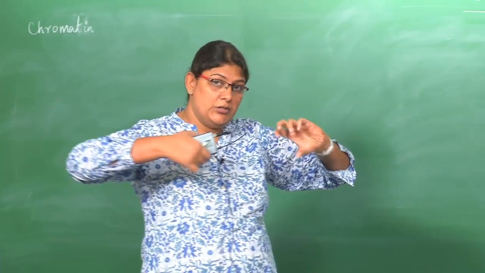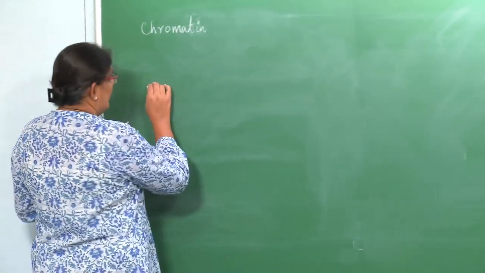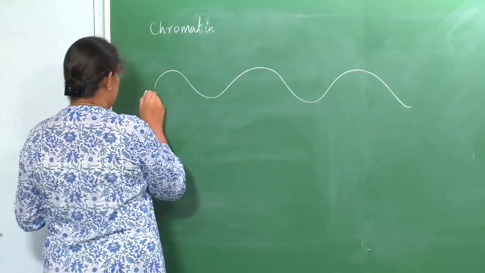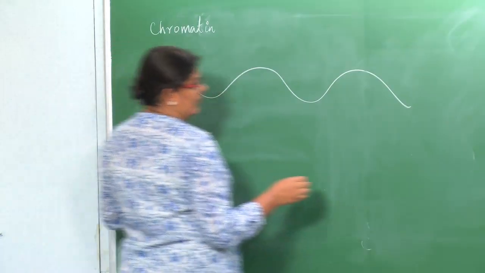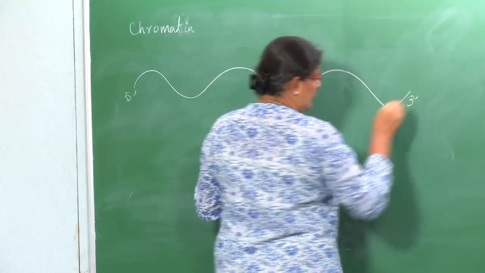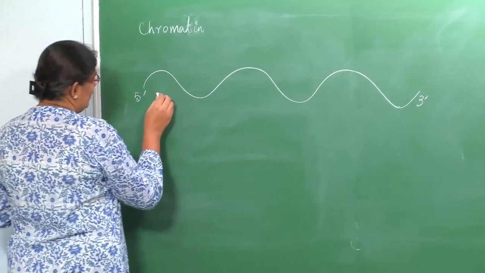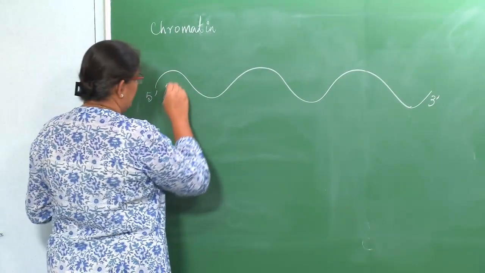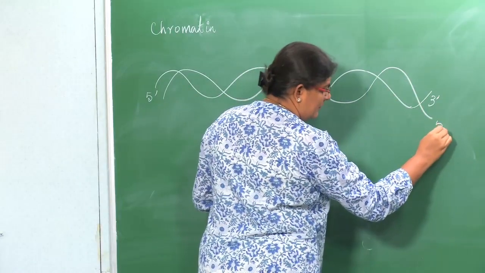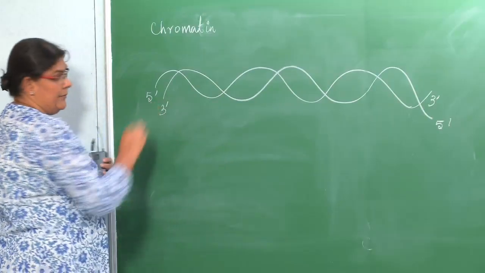Now, it is important to note that DNA is a helix, right? It is a twisted helical structure, and so let me draw a DNA molecule. Let us say this is a DNA molecule, this is the first strand going 5 prime to, let us say, 3 prime, okay? And then you have a second strand which is complementary to it, where this becomes the 5 prime end and this becomes the 3 prime end.